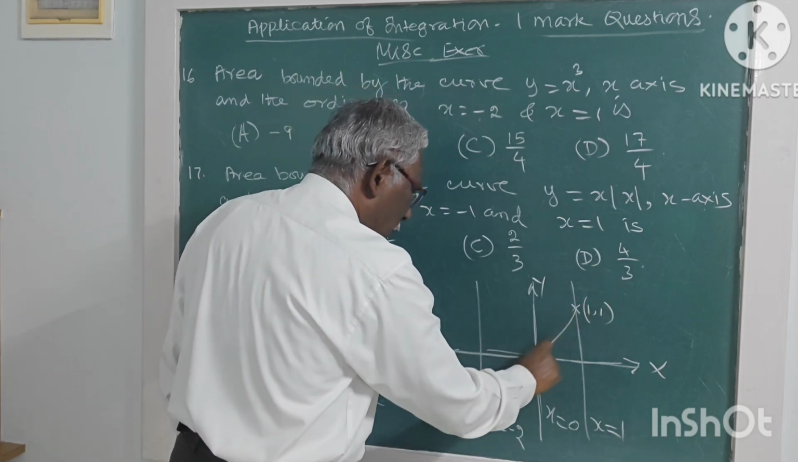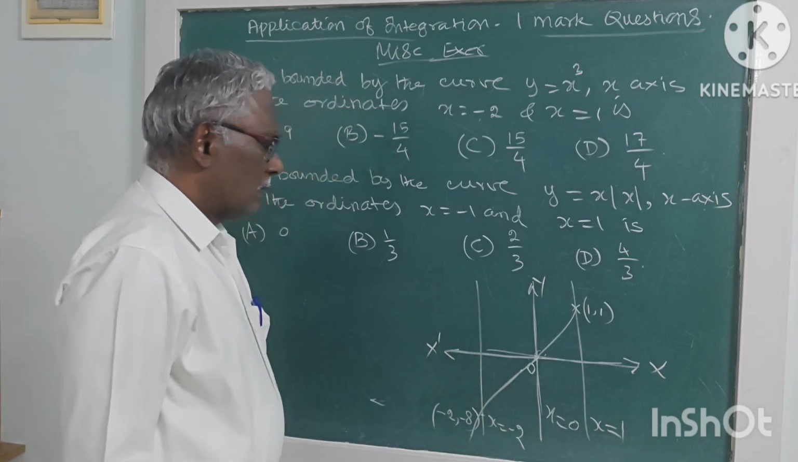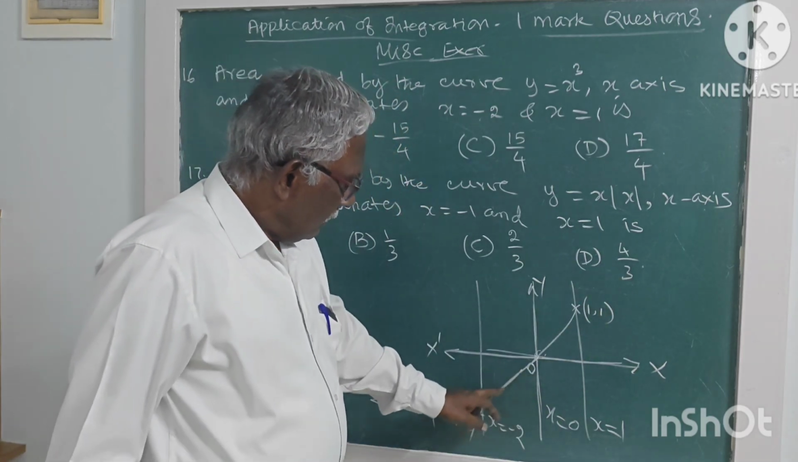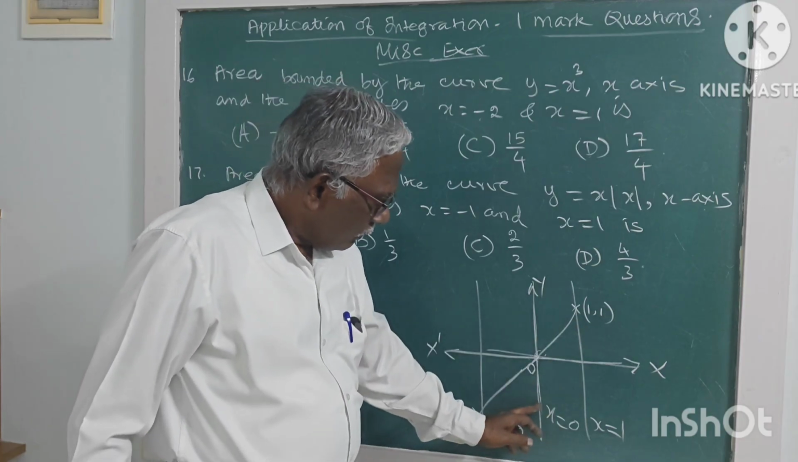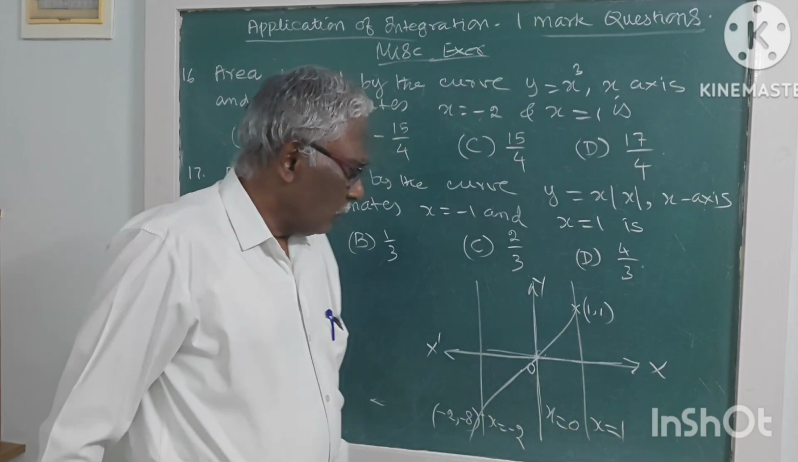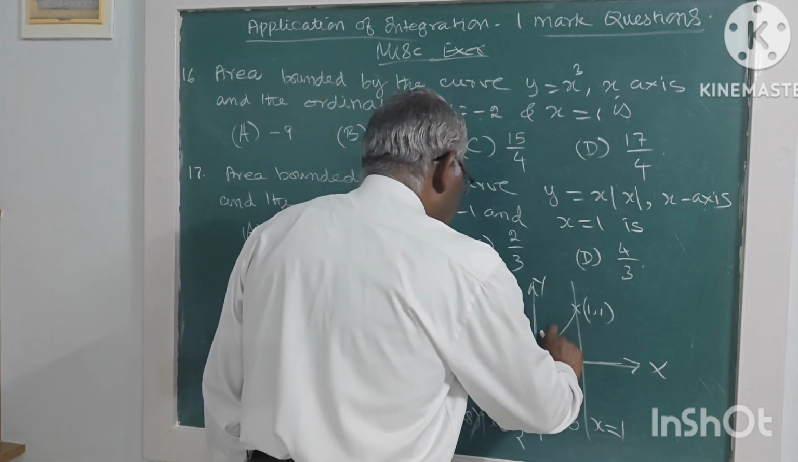So it's a cubic. It's not a straight line, it's a curve. We need not draw it. So the curve is above the x-axis between 0 and 1, but below the x-axis between minus 2 and 0. So we can write the equation of this curve as y is x cube.